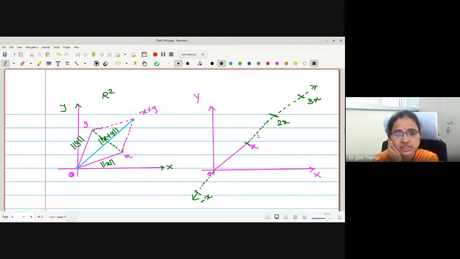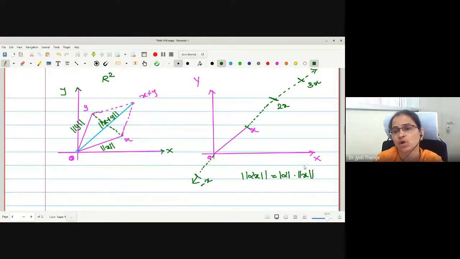Now what does the condition tell us? Norm of alpha x is mod of alpha into norm of x. Let us try to understand the value of the left hand side. What is the value of the left hand side? This is the length of the vector alpha x from the origin. That is the total length from 0 to, suppose I am taking alpha equal to 3, then this is the length from 0 to 3x. Correct now?